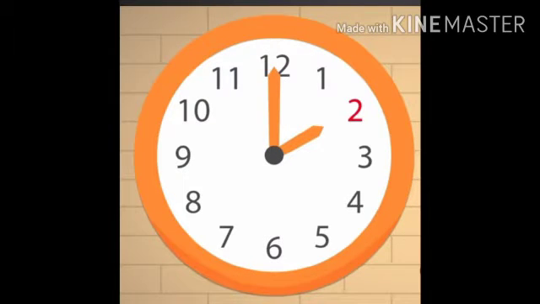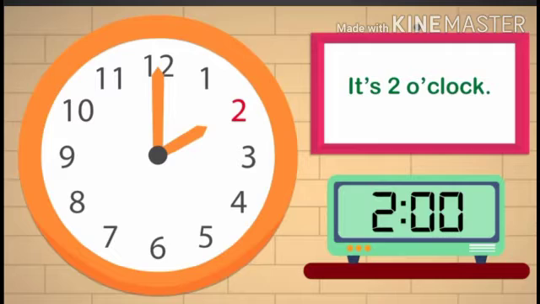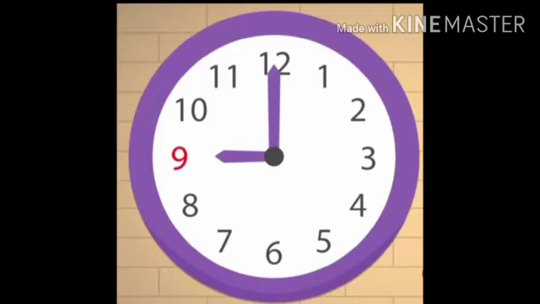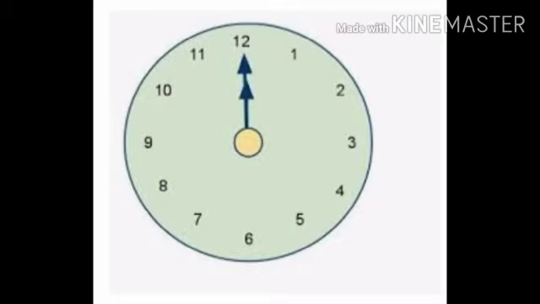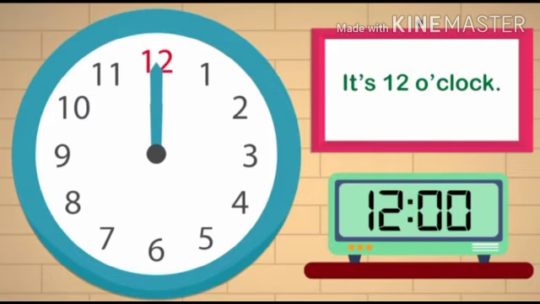Children, when the long hand is pointing to 12, the short hand is pointing to 2. It means the clock shows 2 o'clock. We write the time as 2 o'clock. When the long hand is pointing to 12, the short hand is pointing to 9. It means the clock shows 9 o'clock. We write the time as 9 o'clock. When the long hand is pointing to 12 and the short hand is also pointing to 12, now the clock shows 12 o'clock. The time is 12 o'clock. So, we write the time as 12 o'clock.